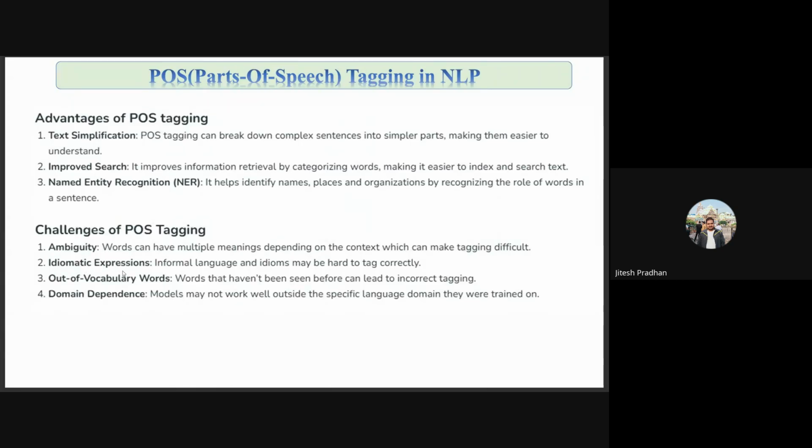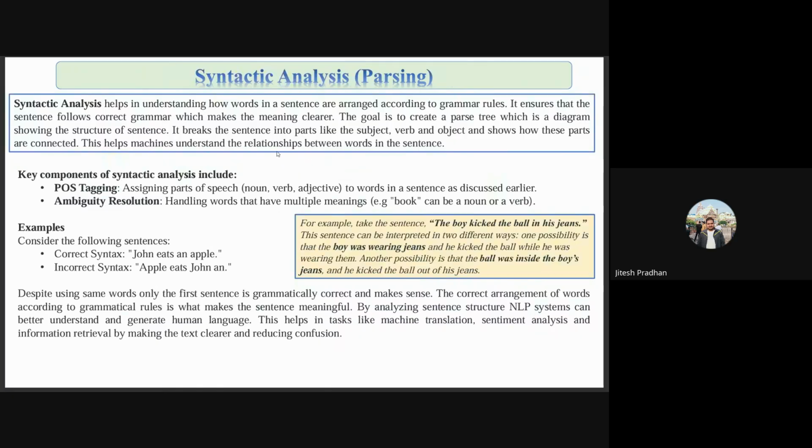Okay, idiomatic expressions, out-of-vocabulary words, and domain dependency will be there. These are some challenges. Now the next phase is syntactic analysis. There is also one more kind of tagging, POS tagging, that is called machine learning based tagging, where we use machine learning models to generate the tags.